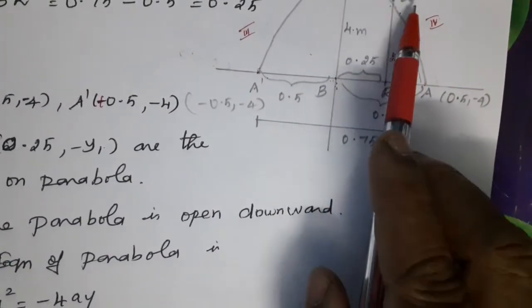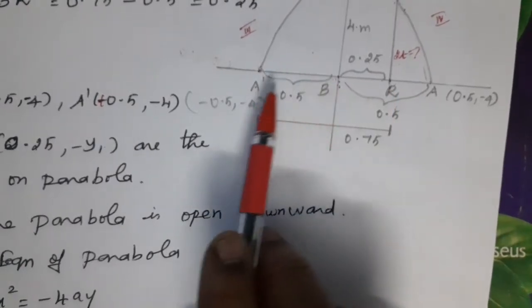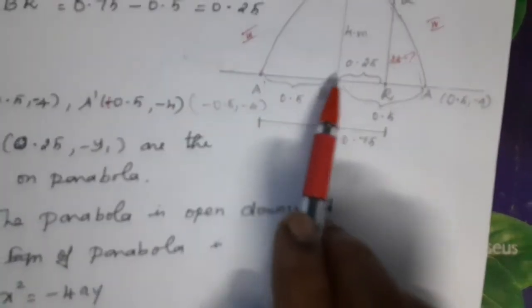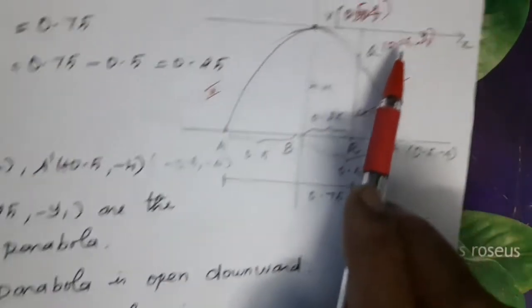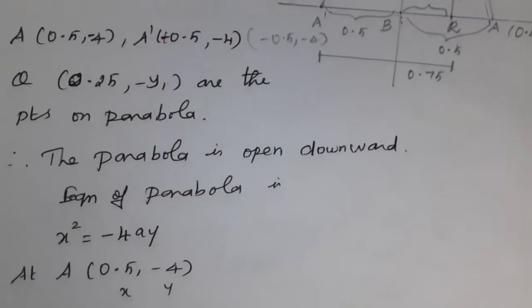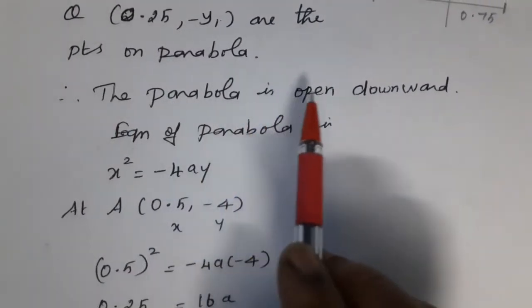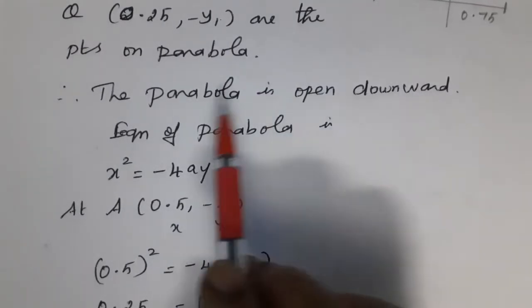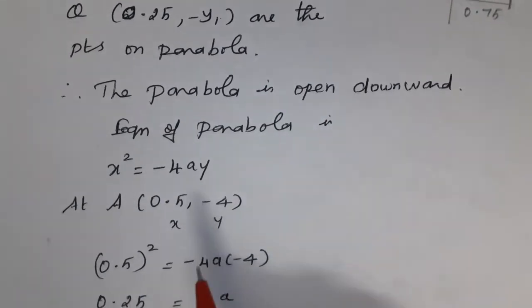The x value is given. How to find Q? The x value is found by A dash R minus AB. If we subtract, we get the BR value, which is the x value from B to R. So the x value is 0.25. We are going to find the minus y1 value. If you draw the diagram, it is very easy to understand. The parabola opens downward. Remember, the waterfall has a parabolic path that opens downward.